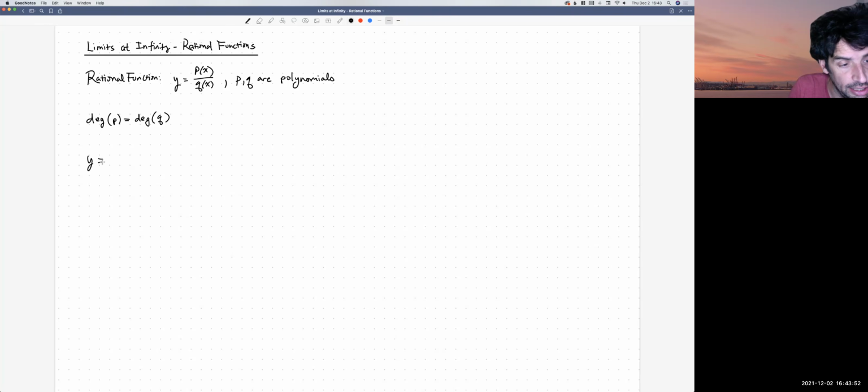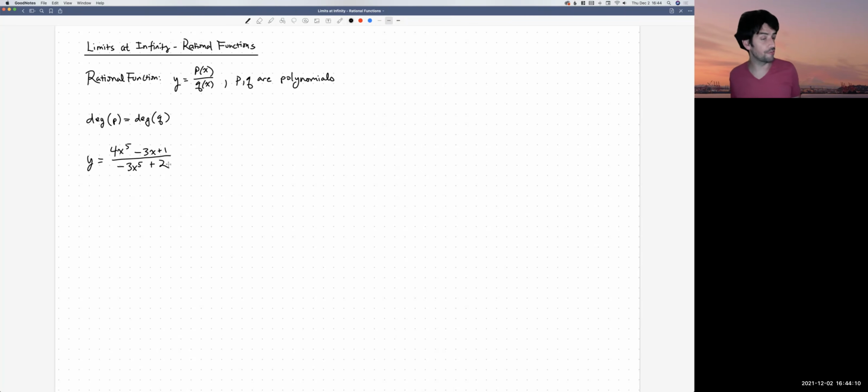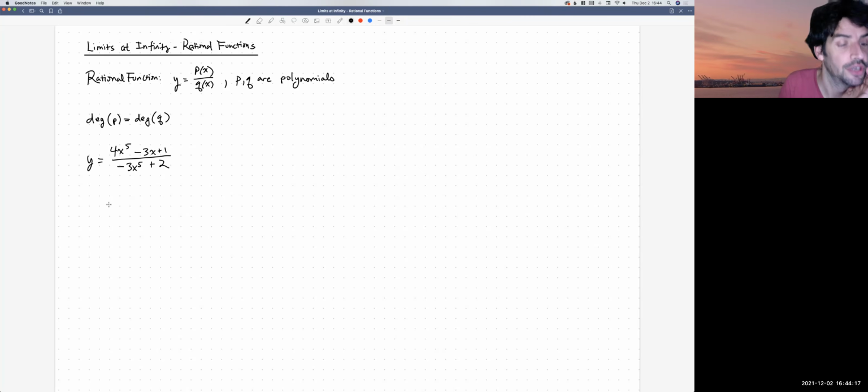Let's take y is equal to 4x to the fifth minus 3x plus 1. And in the denominator, we'll have negative 3x to the fifth plus 2. So these are both degree 5 polynomials. So let's look at what happens as our function goes to infinity, as the inputs get larger and larger.